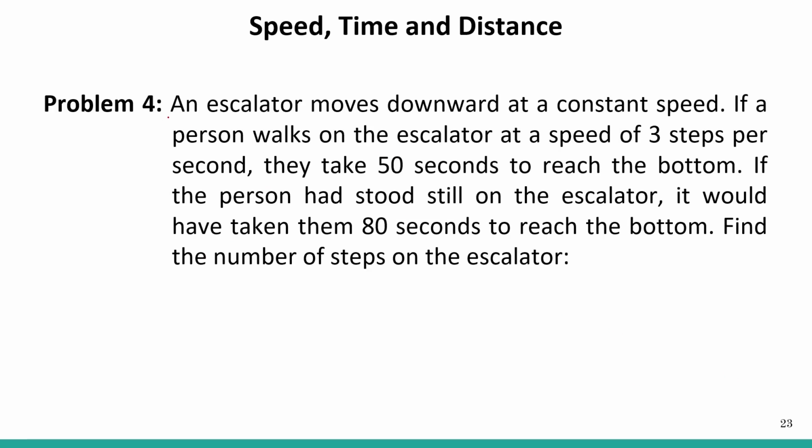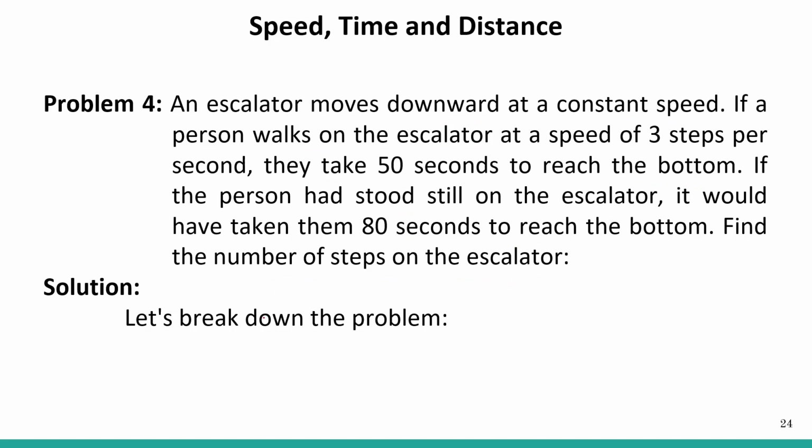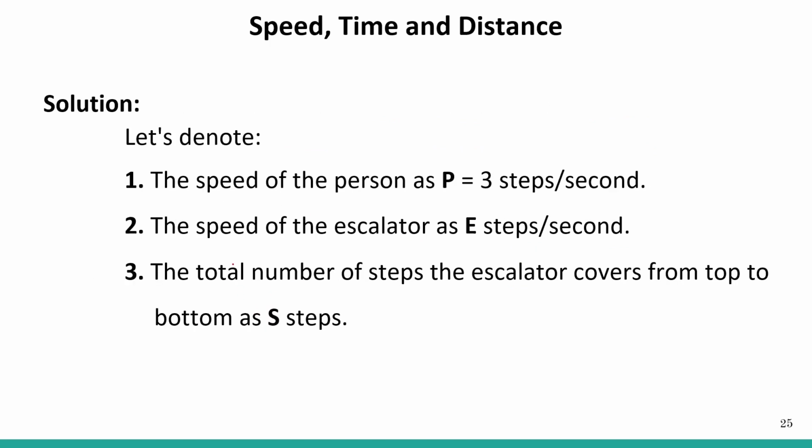Let's see problem number 4. An escalator moves downward at a constant speed. If the person walks on the escalator at a speed of 3 steps per second, they take 50 seconds to reach the bottom. If the person had stood still on the escalator, it would have taken him 80 seconds to reach the bottom. Find the number of steps on the escalator. So let's see the step-by-step solution.